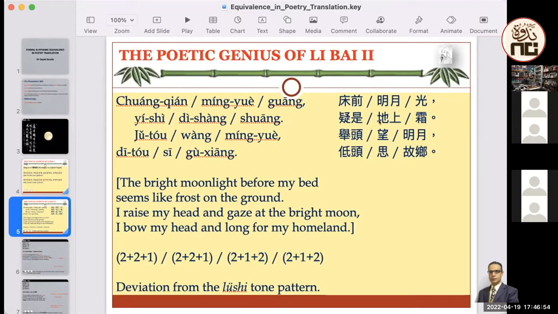Then yi shi, di shang, shuang, the same rule. You may want to put di shang shuang together, or you may want to divide them. I prefer to divide them here. Ji tou wang min yue, di tou si gu xiang. If we scan the poem this way, we notice that it's 2, 2, 1, and then 2, 2, 1, and then 2, 1, 2, 2, 1, 2.